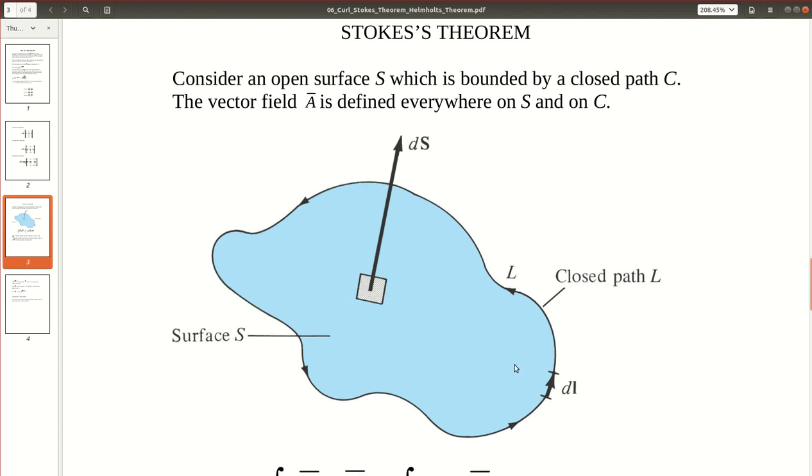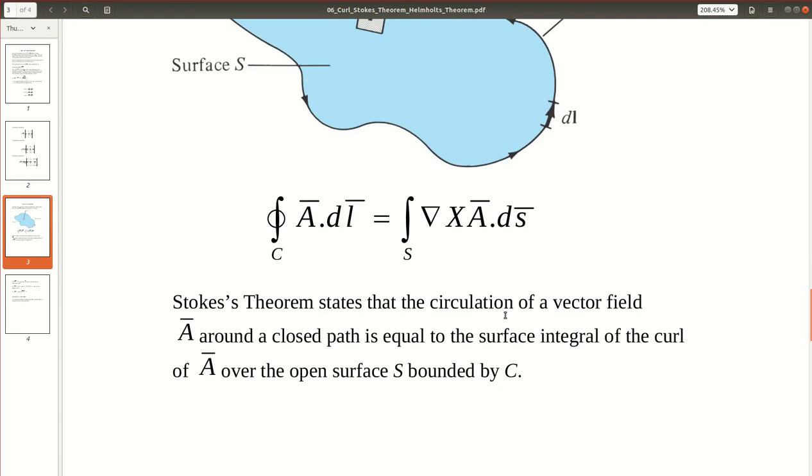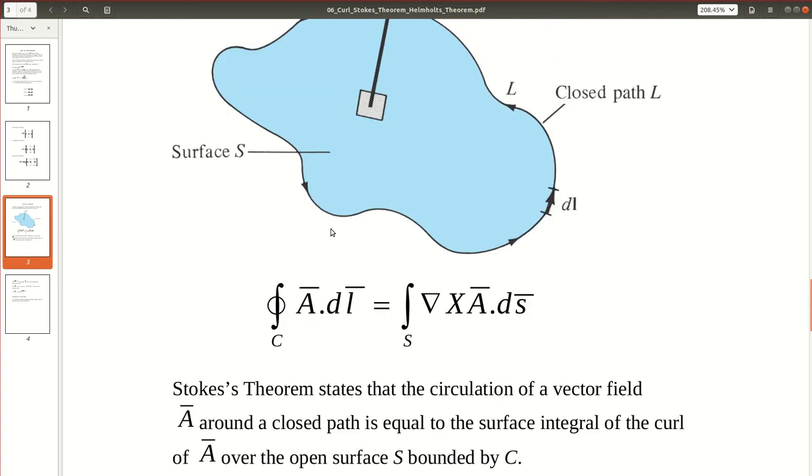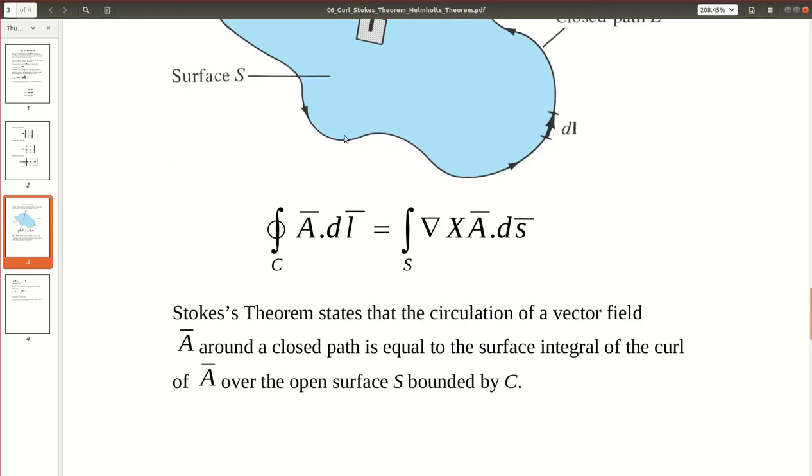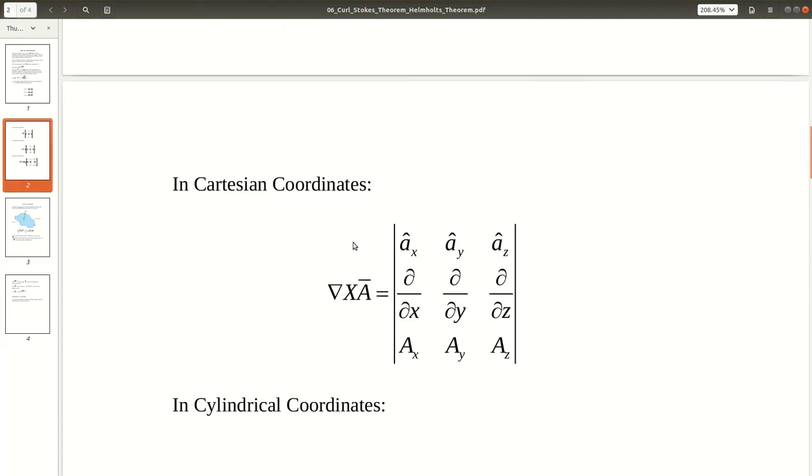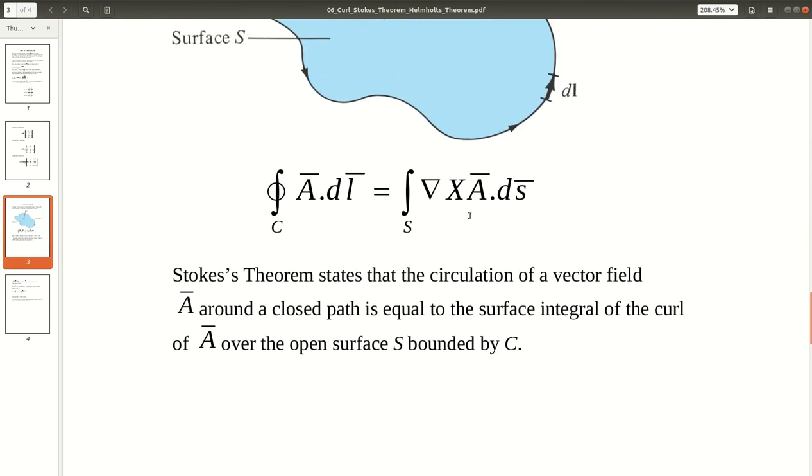It says that the circulation of a vector field A around the closed path, where you take each dl and integrate over this line, over this differential length, circulation because you circle around the surface, is the same as the surface integral of the curl. So you calculate the curl, and then you take the surface integration over ds. Then they are equal to each other; the same integration holds.